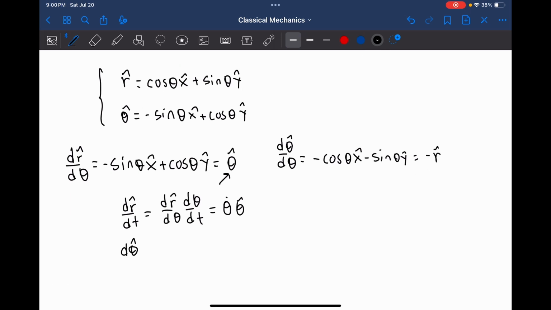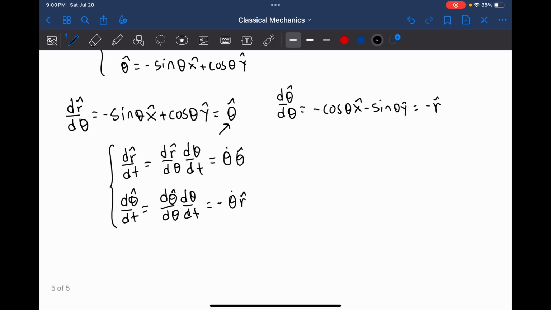And the derivative of theta hat with respect to time, by chain rule, is equal to d theta hat d theta times d theta dt, which of course is equal to minus theta dot r hat, because d theta hat d theta is equal to minus r hat. And so we now have the expressions of how the basis vectors change with time.